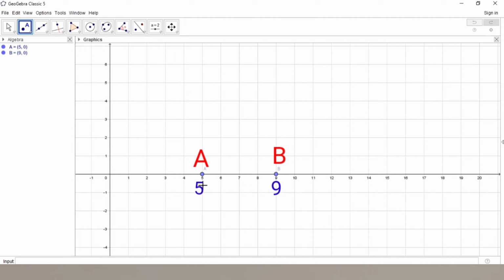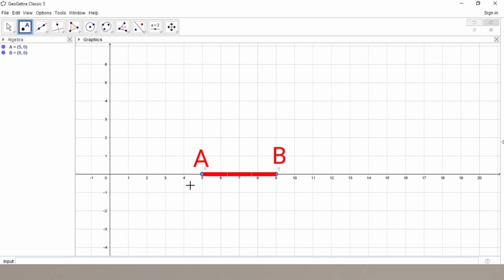Practically also we can measure the distance between these two, that is this is 1, 2, 3 and 4. So 4 units is the distance between point A and point B. So this is the formula by which we can find the distance between any 2 points on a number line.